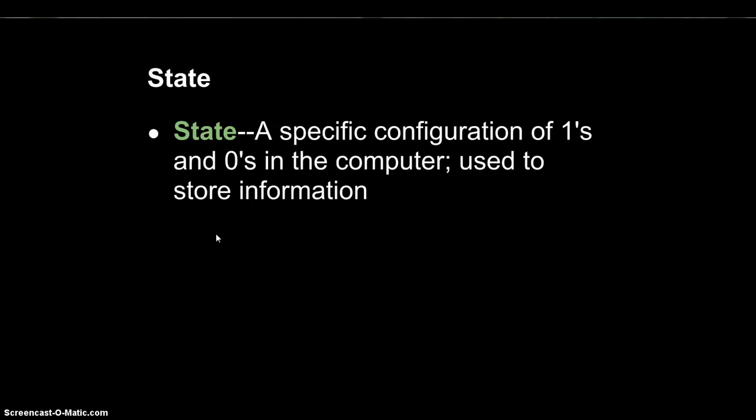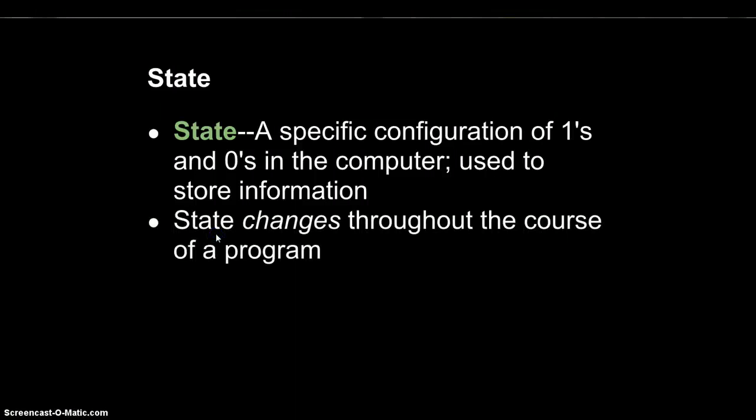And so that brings us to something called state. Okay? So state is a specific configuration of ones and zeros in the computer, and it's used to store information. Now, as a computer program runs, the state of the computer is going to change because there's going to be different information that needs to be stored at specific times. So, for example, in the previous slide, each line had a different state. There was a different configuration of ones and zeros in the computer in each line.